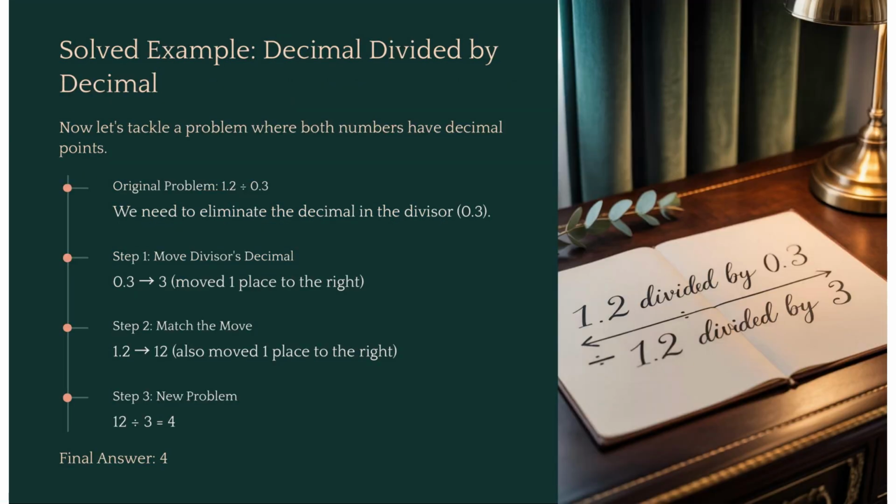Now for example 6, 1.2 divided by 0.3. The divisor, 0.3, has a decimal. We move the decimal one place to the right in the divisor, making it 3. We move the decimal one place to the right in the dividend, making it 12. The problem becomes the simple whole number division, 12 divided by 3. The answer is 4. We essentially multiplied both numbers by 10 to solve the problem.